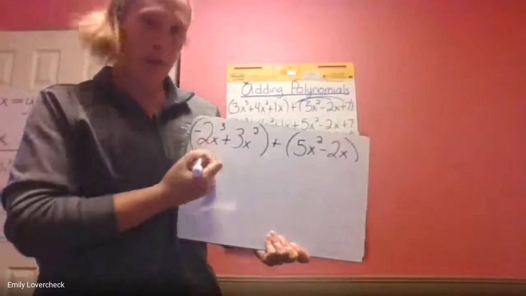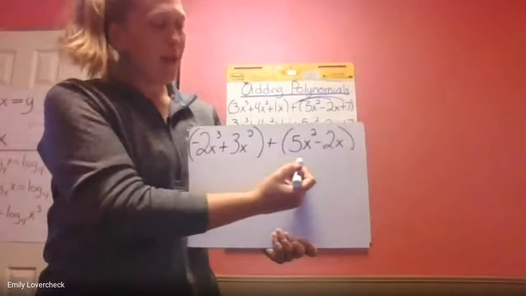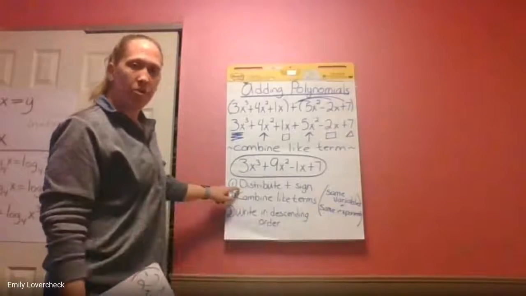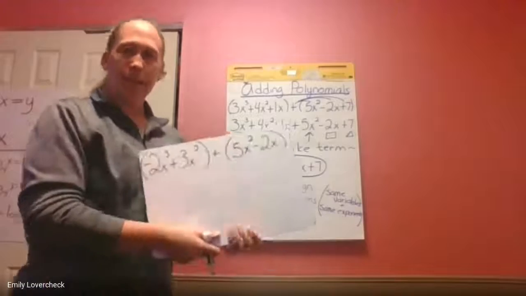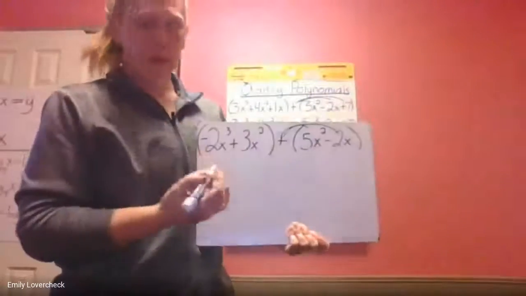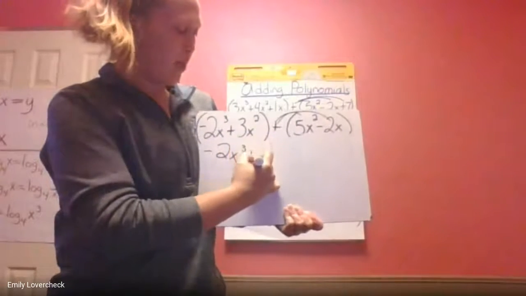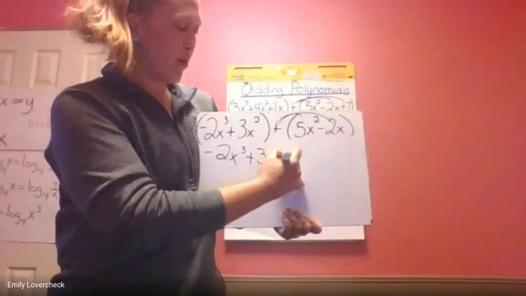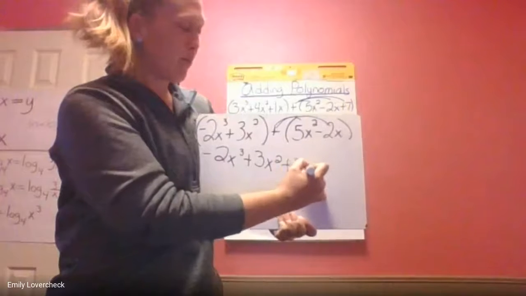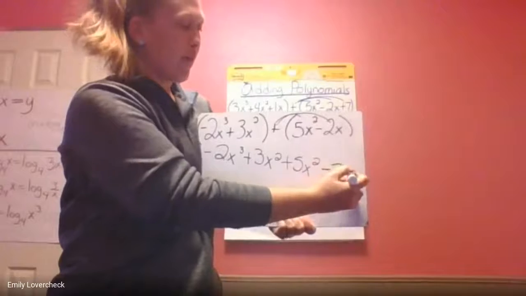So I have negative 2x to the third power plus 3x squared plus 5x squared minus 2x. Again, I'm going to distribute that addition sign first, combine like terms, and then write in descending order. So I'm going to distribute it, and when I distribute it, the parentheses drop. So I get negative 2x cubed plus 3x squared. A positive times a positive stays positive. And a positive times a negative stays negative.